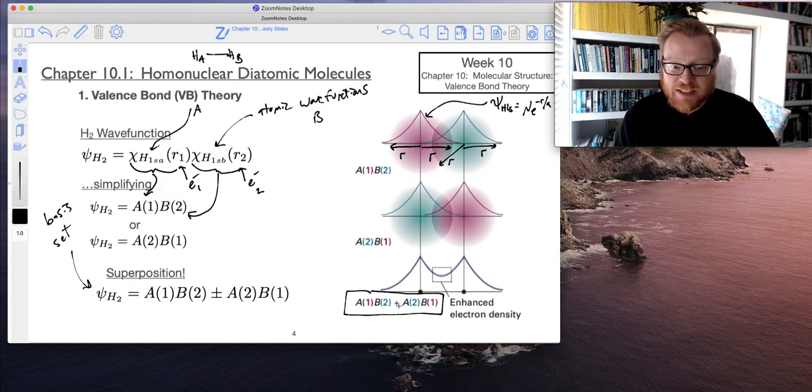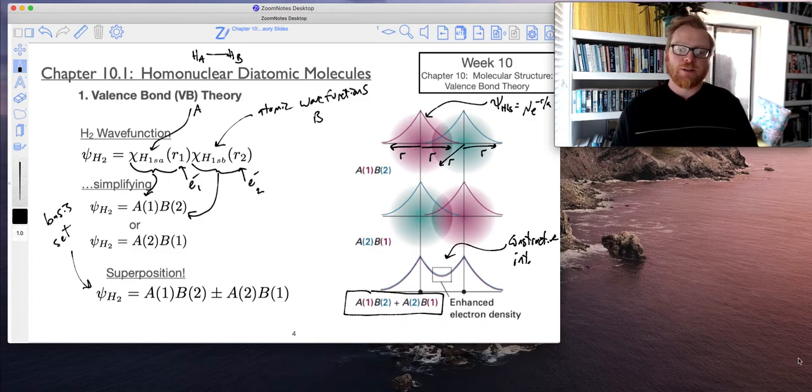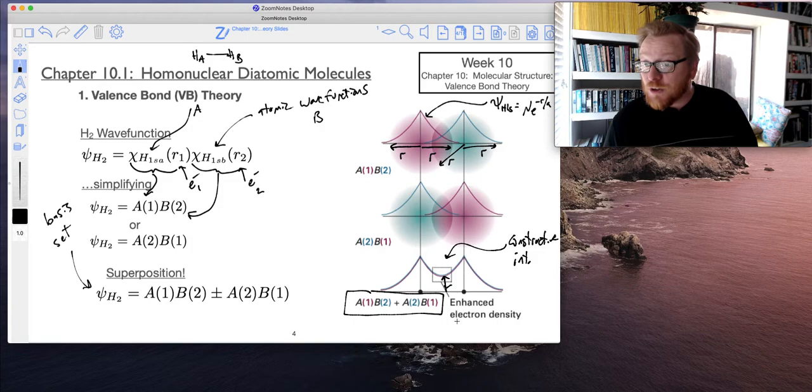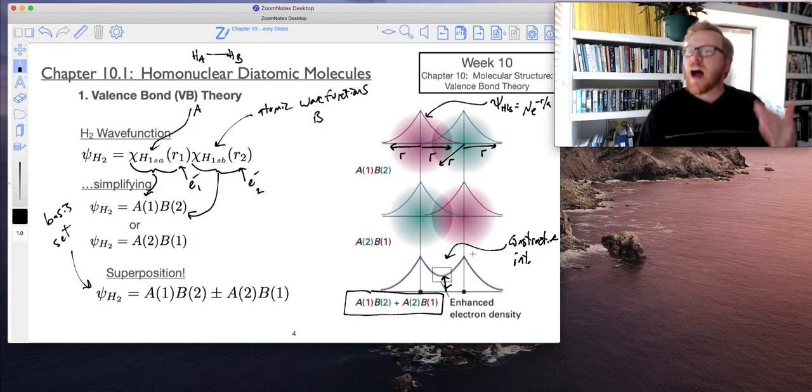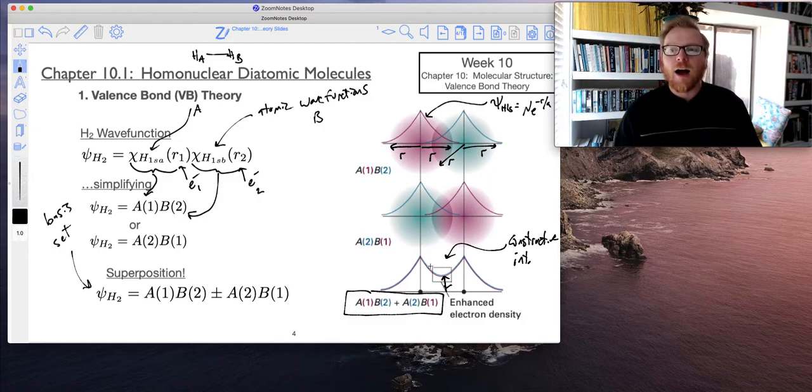If we look at just the plus state of our superposition, we get what's called enhanced electron density owing to constructive interference. Notice when we add the two curves together, this is the wave function, so there is a positive non-zero value. That tells us there is finite probability of finding the electron between these two regions.